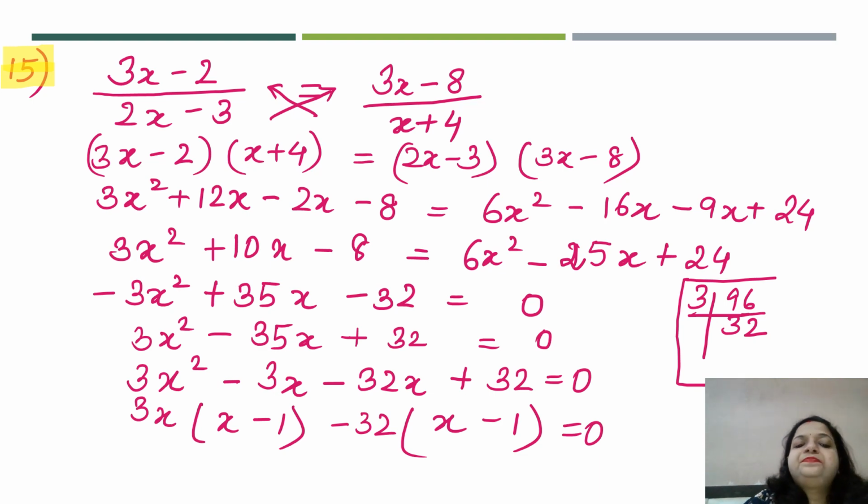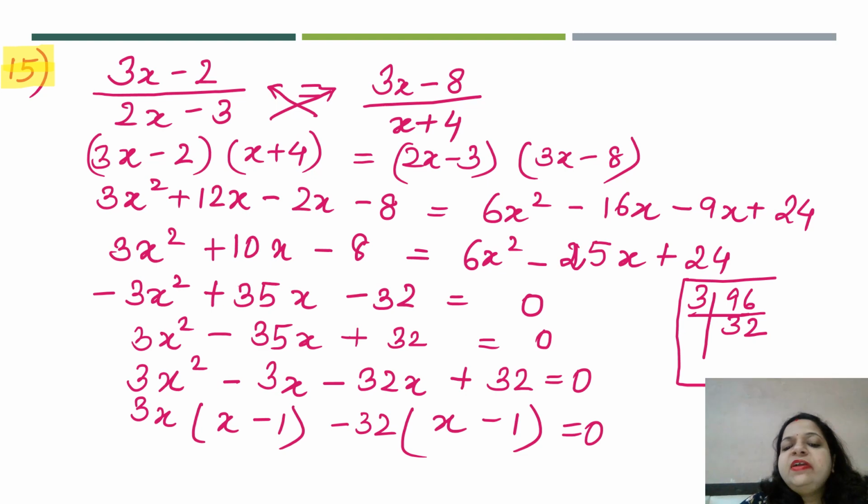So solving on the left hand side, what we find, 3x square plus 12x minus 2x will be 10x. 3x square plus 10x minus 8 is equal to 6x square minus 16x minus 9x. We will add them because they are both negative.